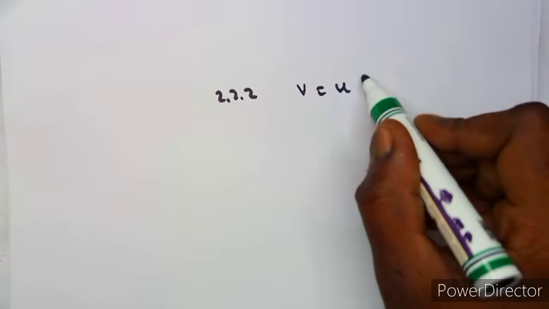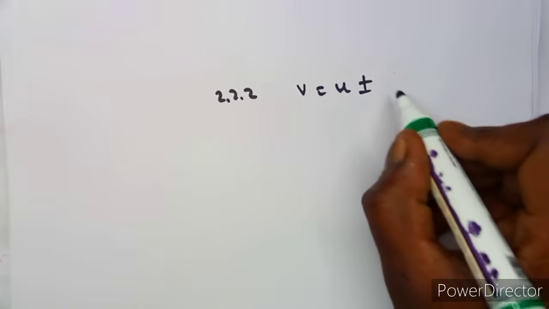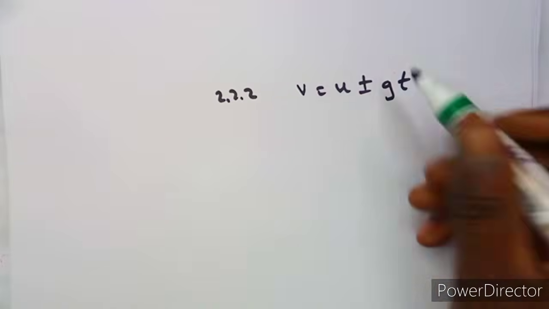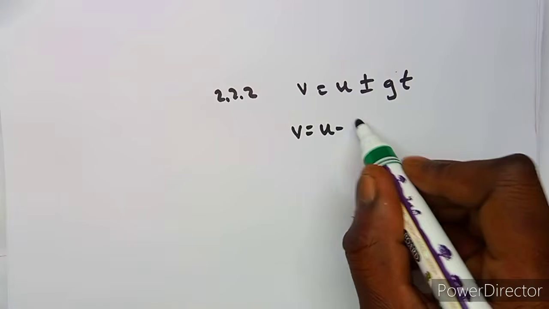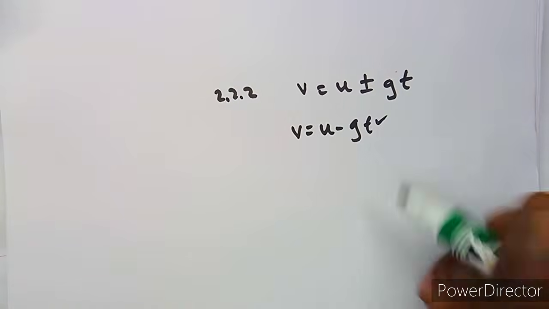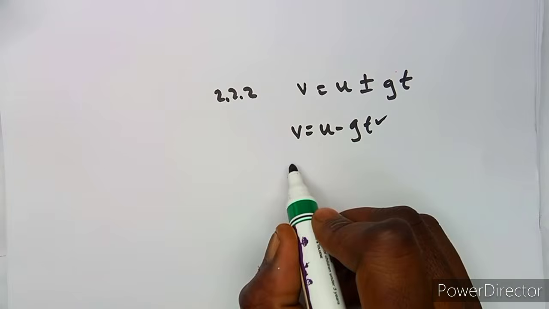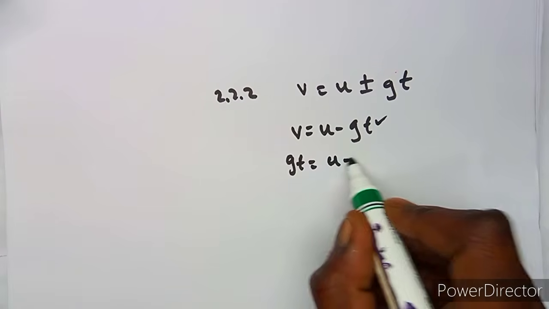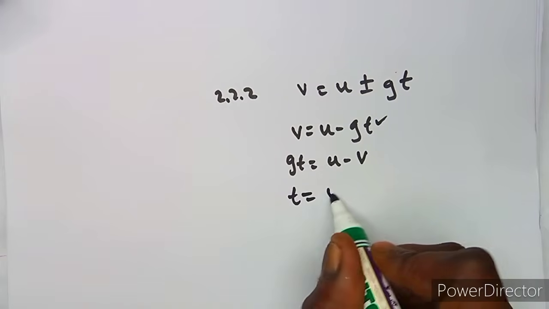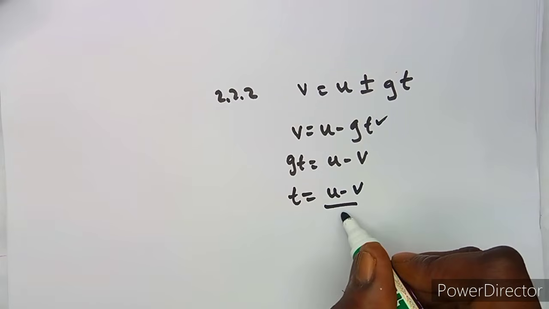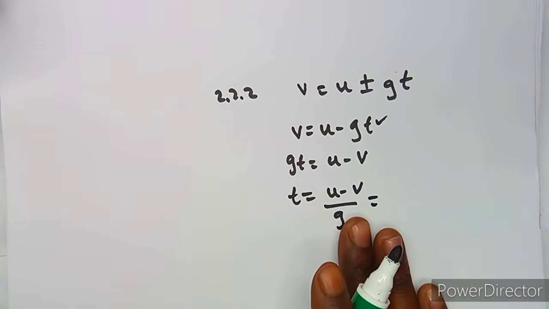v is equal to u plus or minus gt. Since this one is going up, we are going to take the negative. So v is going to be u minus gt, like this. You can just make t the subject. That's going to be gt equals u minus v. Then divide by g. So t is going to be u minus v over g. Let's just see what you're going to have.